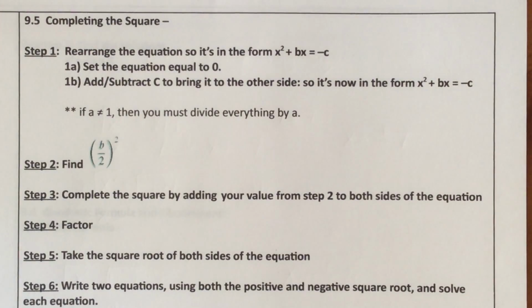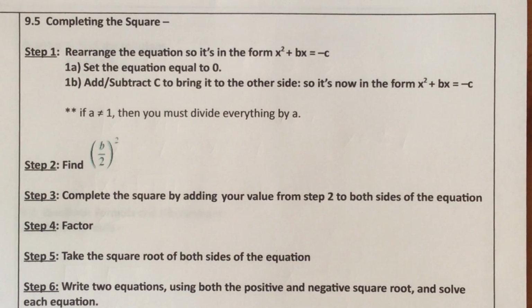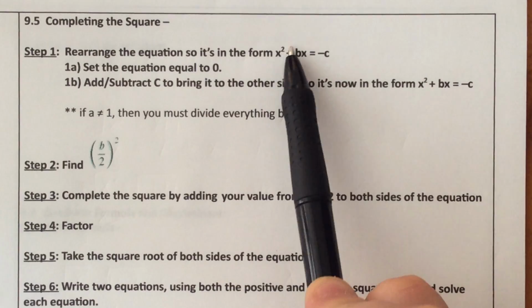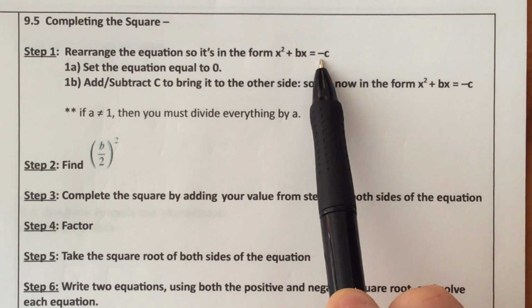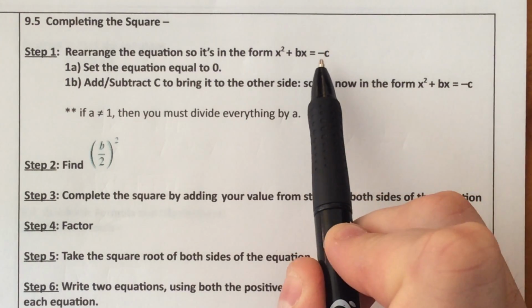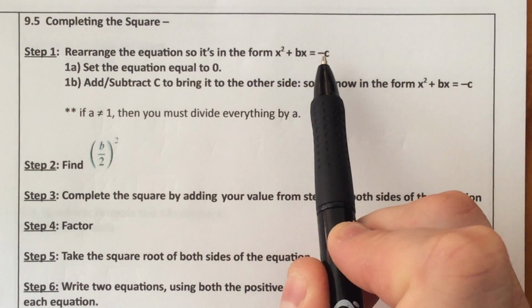So if you're forced to use one and you need it to work, factoring doesn't work, you can't take the square root, completing the square is the way that you're going to be able to solve the problem. So completing the square has quite a few steps. The first step says to rearrange the equation so it's in the form of x squared plus bx equals negative c. Now, this negative just really means the opposite. So it's the opposite of what c was.